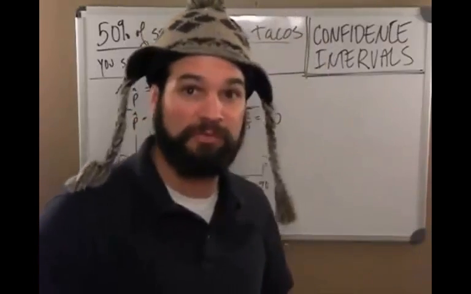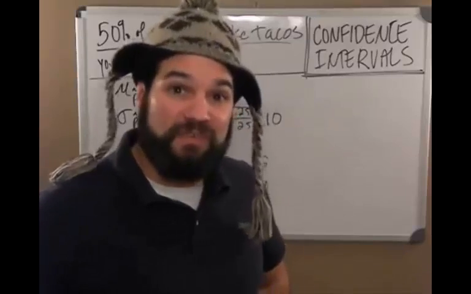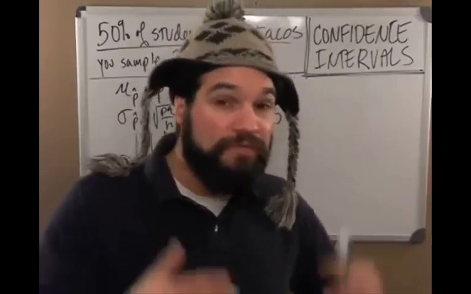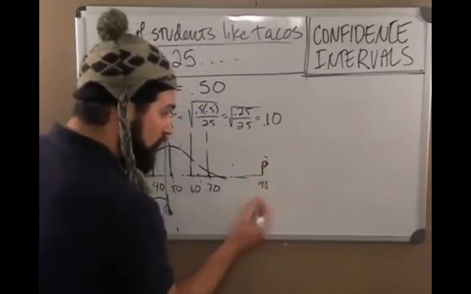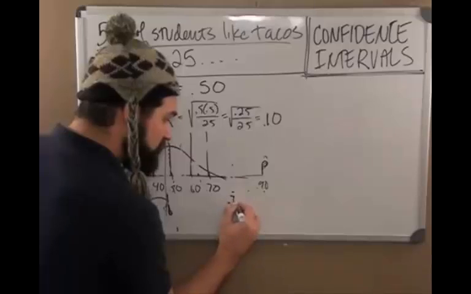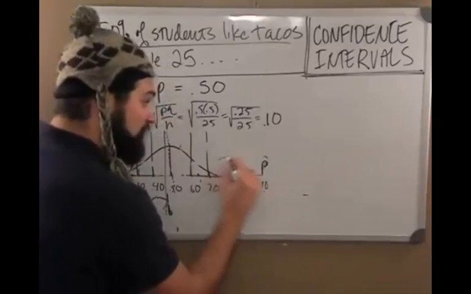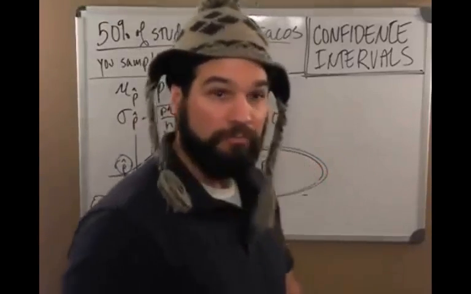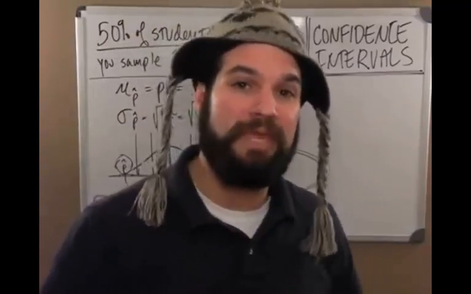Here's another mistake some people make: saying 95% of the p-hats are between this and this. No, you do not know where 95% of the p-hats are. You don't even know where your p-hat is with respect to the true P. Suppose you had this p-hat, 0.90, and you went down 2 standard deviations to 0.70 and up 2 standard deviations. Are 95% of the p-hats between here and here? No. Maybe only 1% of the p-hats are in your confidence interval. You have no idea where the p-hats are.